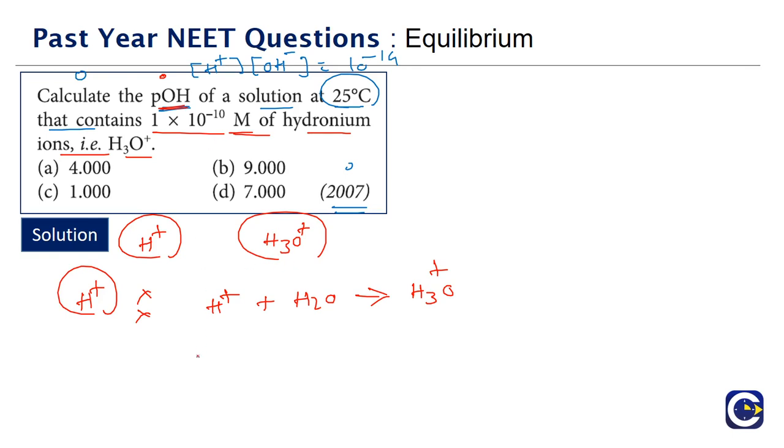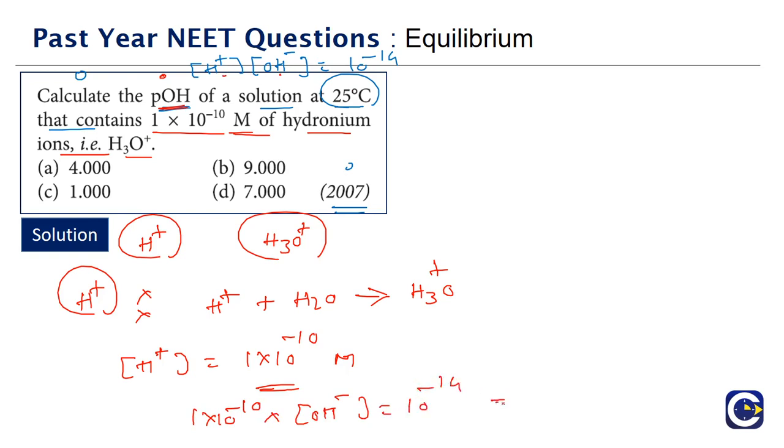So when they say the hydronium ion concentration is 1 into 10 power minus 10, that is nothing but the H plus ion concentration. But the only thing that we have to keep in mind is H plus ions will not have independent existence. They will in fact exist only as hydronium ions. So this is the H plus ion concentration. And we know that the product of the two concentrations, H plus into OH minus, is 10 power minus 14. So 1 into 10 power minus 10 into OH minus ion concentration is equal to 10 power minus 14. Which means the OH minus ion concentration is 10 to the power of minus 4.